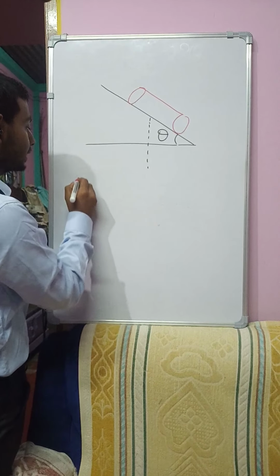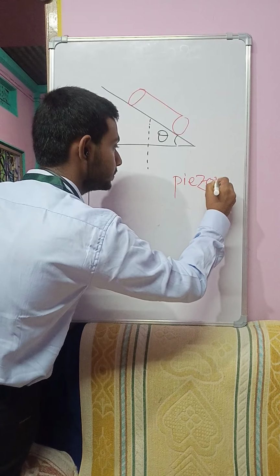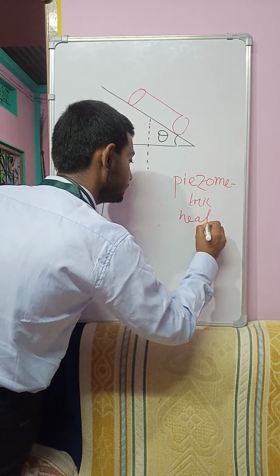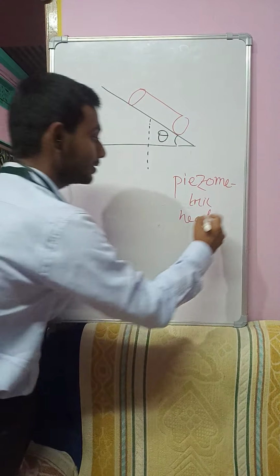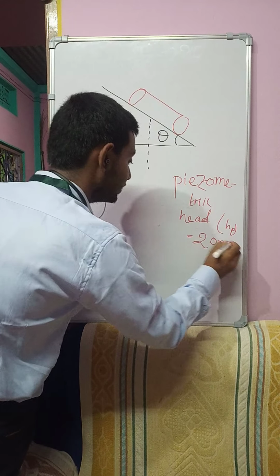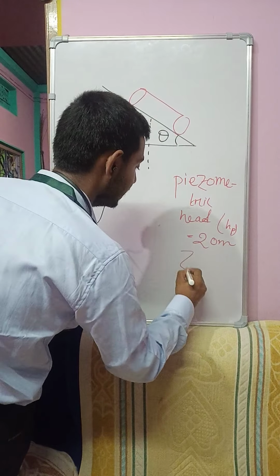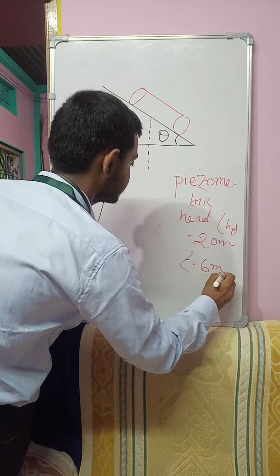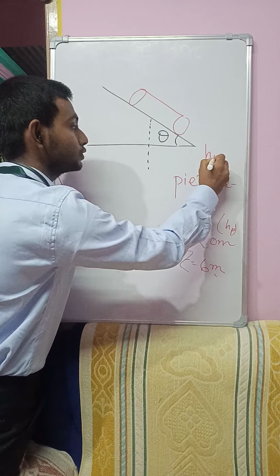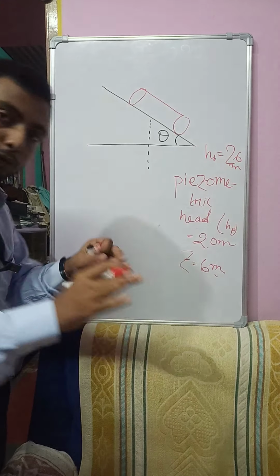Given about piezometric head, I am writing here. Piezometric head I am writing as HP. Piezometric head equal to 20 meter, and my datum head or elevation head, that is Z, equal to 6 meter. Also given about total head, that is HT. I am writing total head as HT equal to 26 meter. Up to this clear?